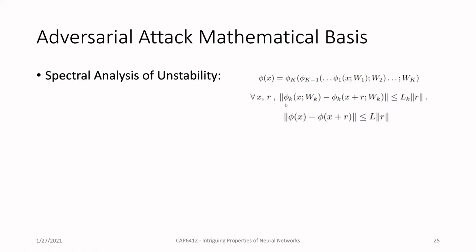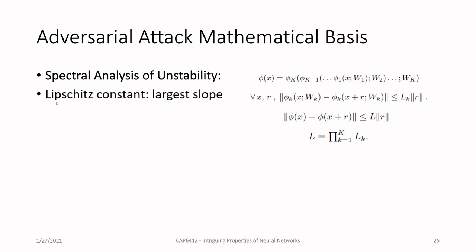When we generalize it for all the K layers, we get this really nice expression. The output of the neural network when sent a clean image, phi of X, minus the output when sent the perturbed image, phi of X plus R, is always bounded by L times the perturbation R. Here the Lipschitz constant L is the product of all the Lipschitz constants of each neural network layer.